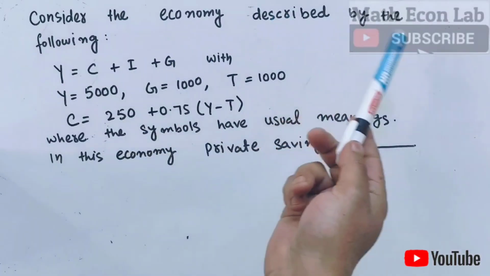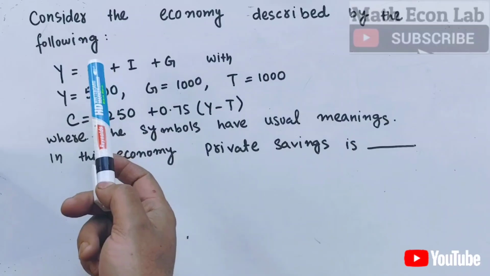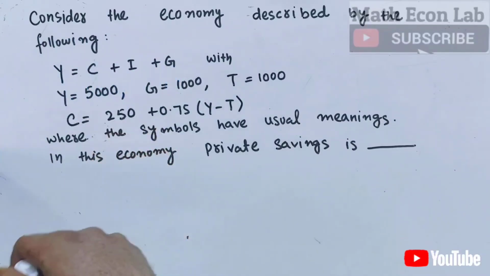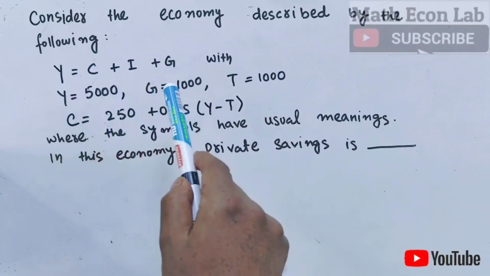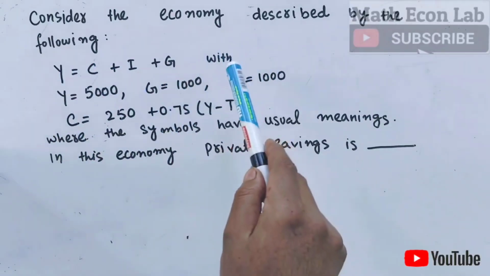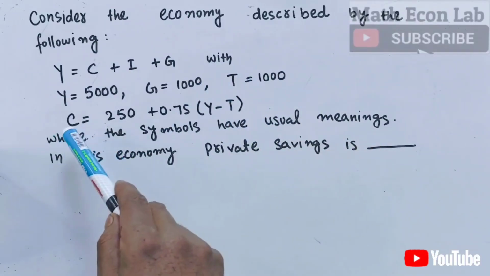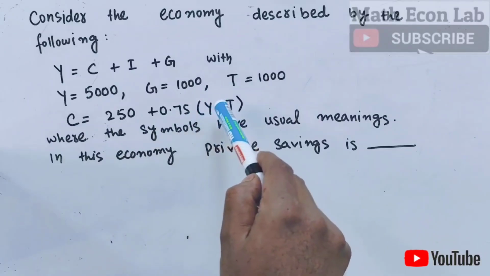The economy is described by the following: Y = C + I + G, where Y is the income, C is the consumption expenditure, I is the investment expenditure, and G is the government spending. With the value of total income equal to 5,000, government expenditure 1,000, and T denoting the tax revenue, which is 1,000, our consumption function is C = 250 + 0.75(Y - T).